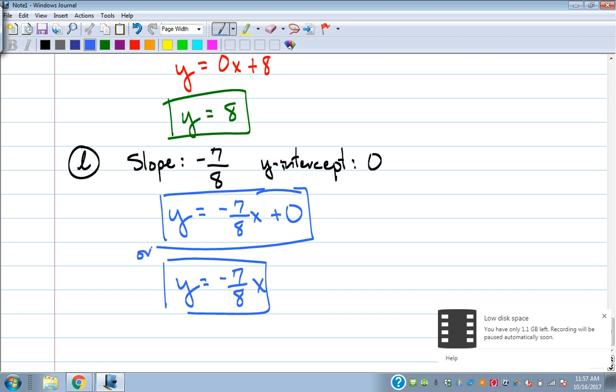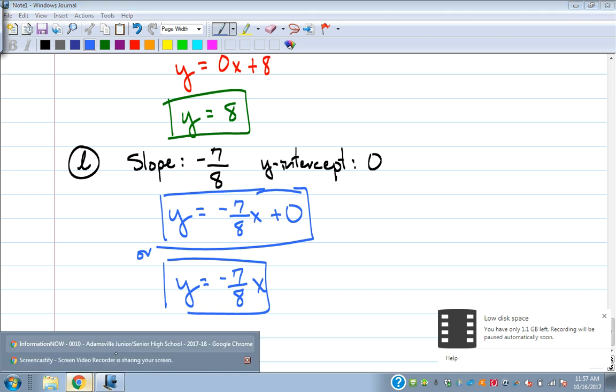I would take either of those. They're both the same. This one is maybe a little bit more descriptive. You know that the y-intercept is 0, but this is the more common way that you would see that. If there's nothing out here, then you know the y-intercept is 0. It's an understood thing. Okay. All right.